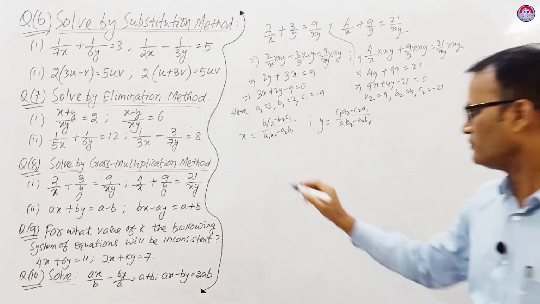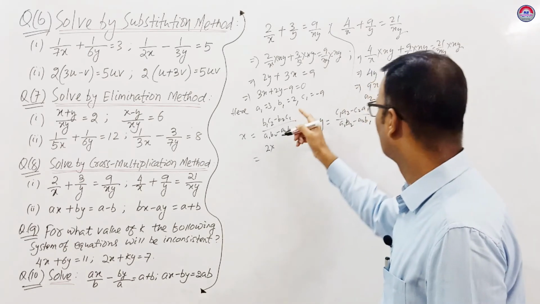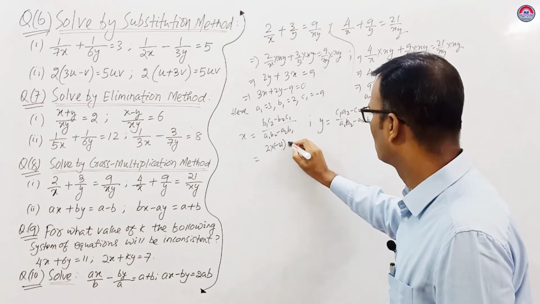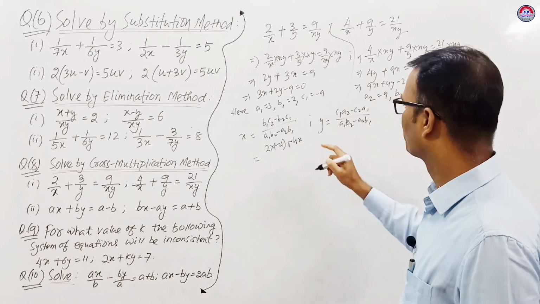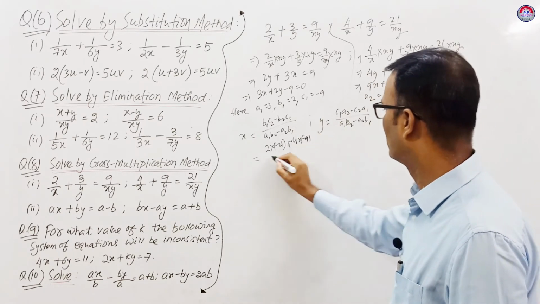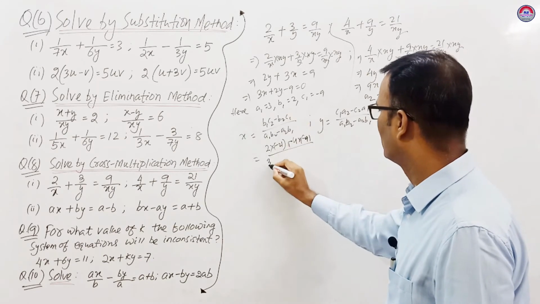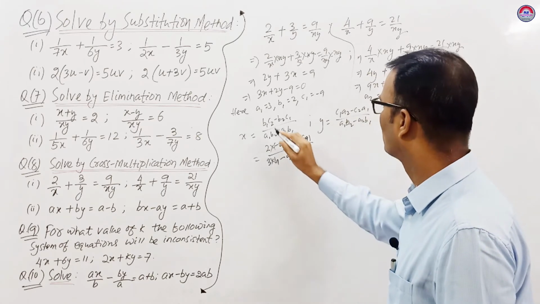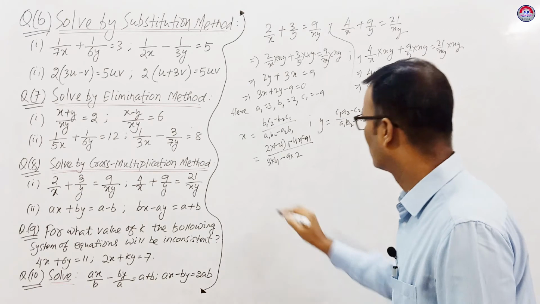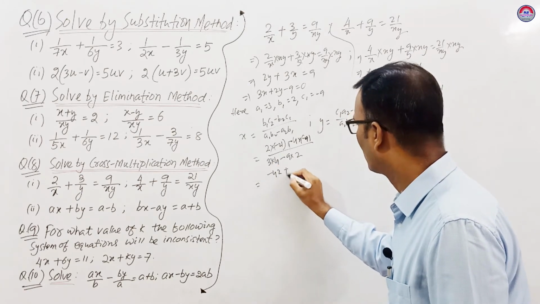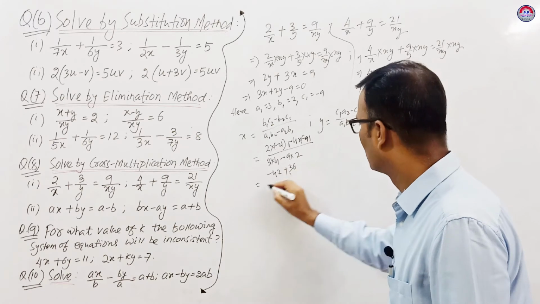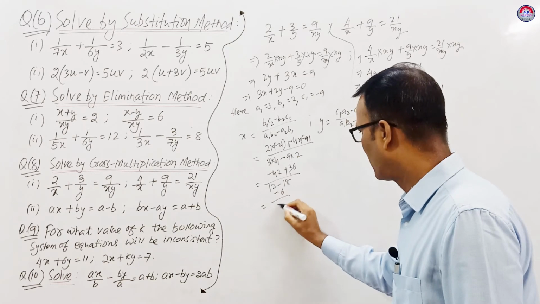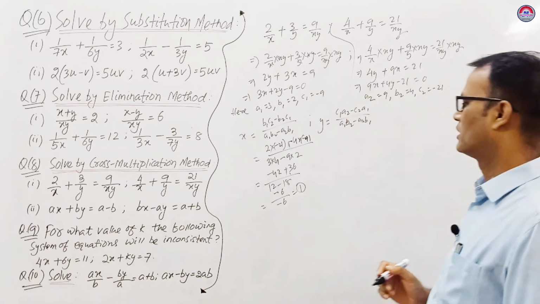Put the value. b1 is 2, c2 is minus 21, minus b2 which is 4 into c1 which is minus 9, divided by a1 which is 3, b2 is 4, minus a2 which is 9 into b1 which is 2. You see here it is minus 42 plus 36 divided by 12 minus 18, that equal to minus 6 by minus 6 equal to 1. Value of x is 1.